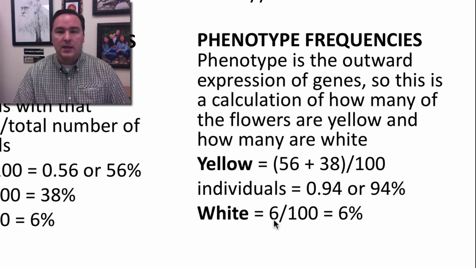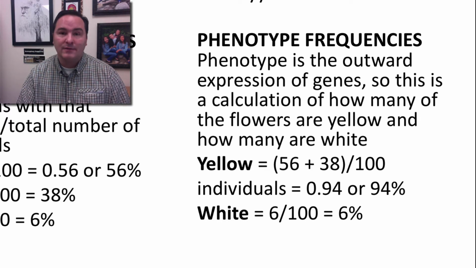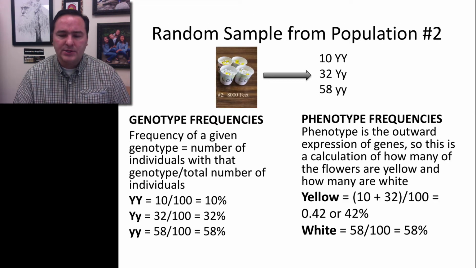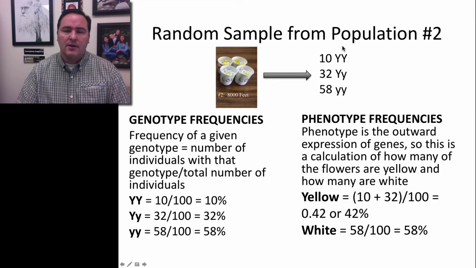And then again, the little y individuals, which express a white flower. There are only 6 of those, and so it's still 6%. If I look at population 2, I see that it's different.